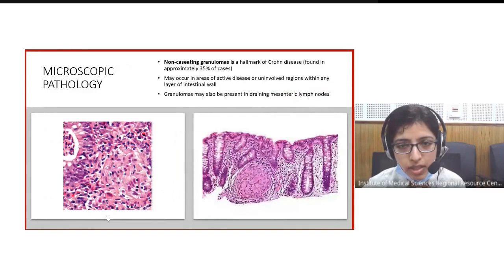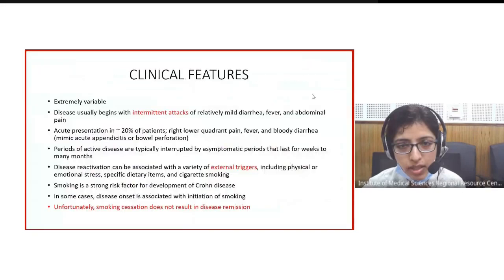Now, the hallmark feature of Crohn's disease is the presence of granulomas. How do these granulomas differ from those seen in tuberculosis? They are essentially non-caseating granulomas. You do not see necrosis. Also, they are very tiny and may be located in the mucosa. If you see a mucosal granuloma, it is almost certain this is Crohn's disease and not tuberculosis. These granulomas may be seen even in regions not affected by active inflammation. They may occur in areas of active disease or even in uninvolved regions, and they may also be seen in the draining mesenteric lymph nodes.